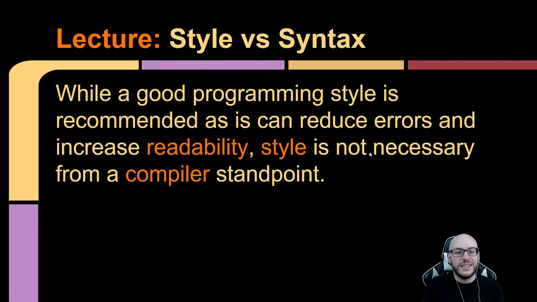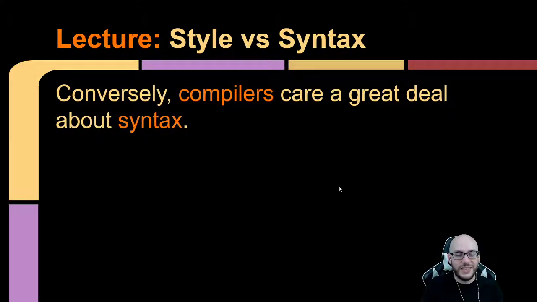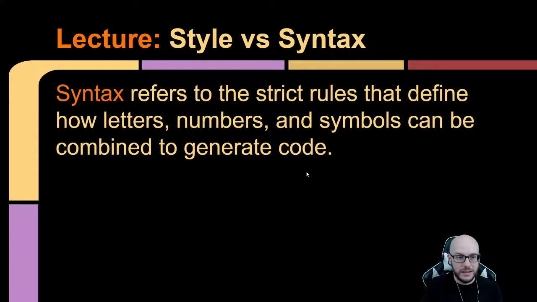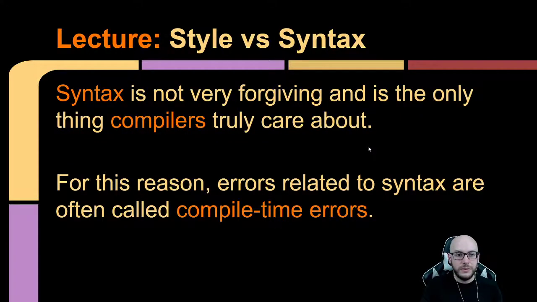However, style is not necessary from a compiler standpoint. Compilers care a great deal about syntax. Syntax refers to the strict rules that define how letters, numbers, and symbols can be combined to generate code. It is not very forgiving and is the only thing compilers truly care about. For this reason, errors related to syntax are often called compile time errors.